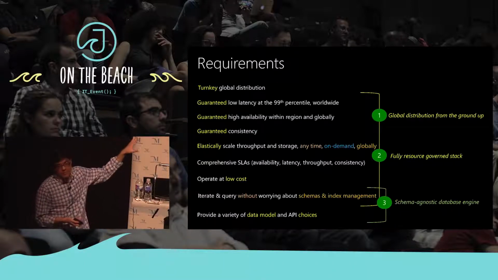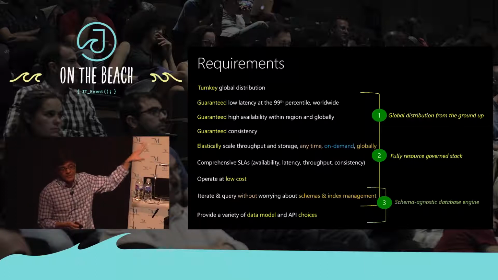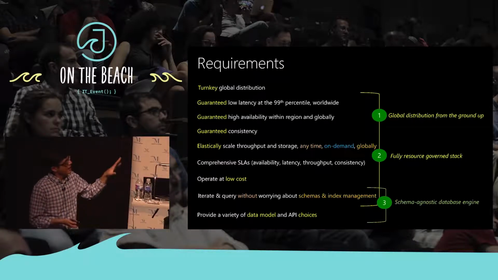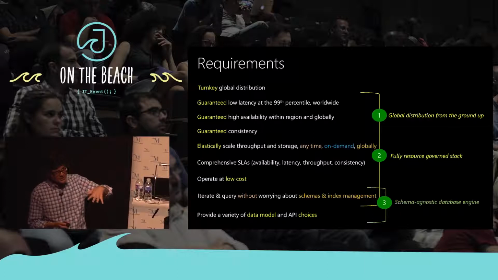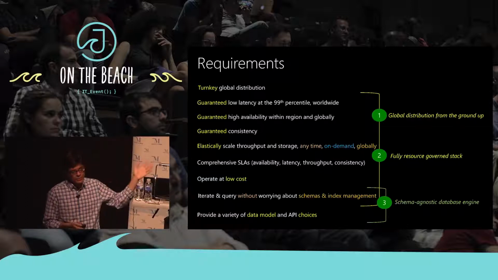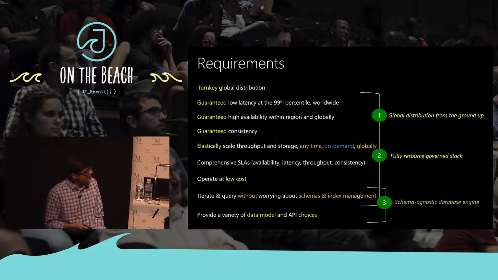And for all of these things above, we wanted to give comprehensive SLAs. Most cloud services provide SLAs for high availability. Very few of them, if at all, provide any kind of guarantees on low latency or consistency or throughput. And we know that as a globally distributed database system, you have to navigate all of these trade-offs, and we wanted to give clear guidance, clear SLAs for all of those 4 dimensions.